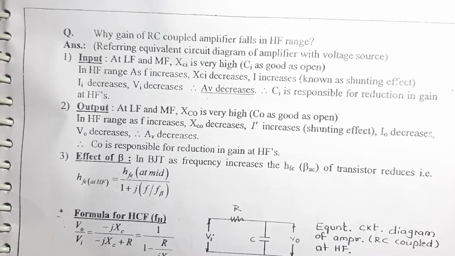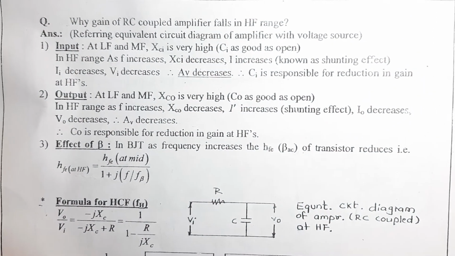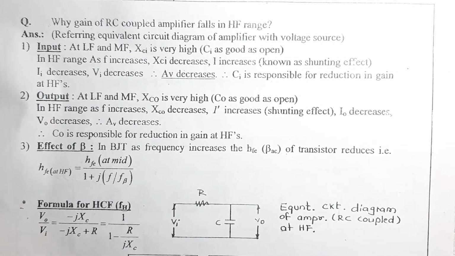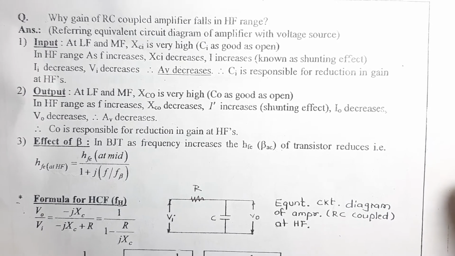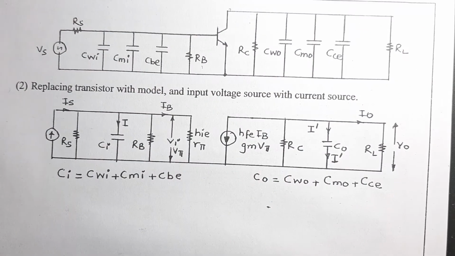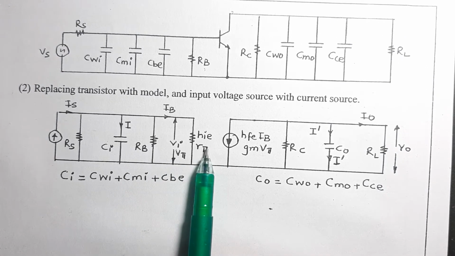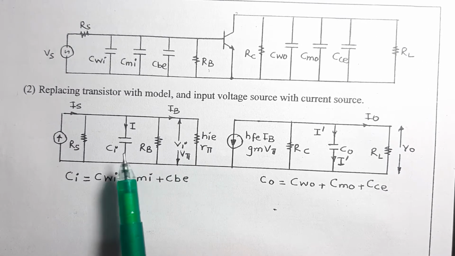Now just a moment, let me adjust. I hope this is visible. Now, we have been told to refer the equivalent circuit diagram for the amplifier with your voltage source over here. So the diagram looks something like this over here, as we had seen in the last lecture. Now we'll start with the input section over here.